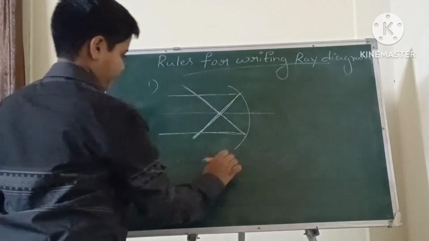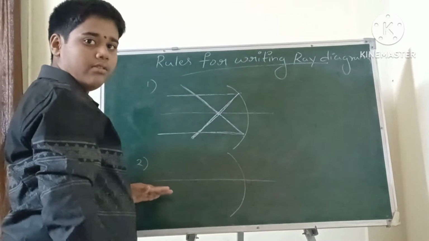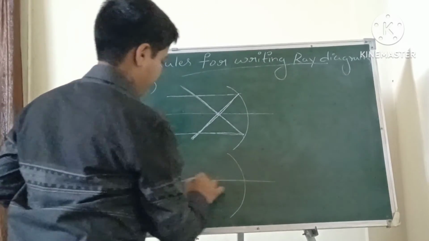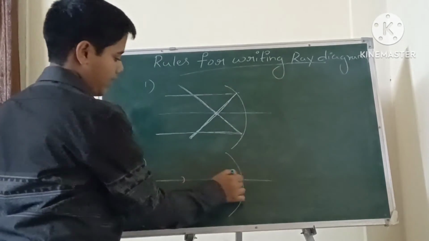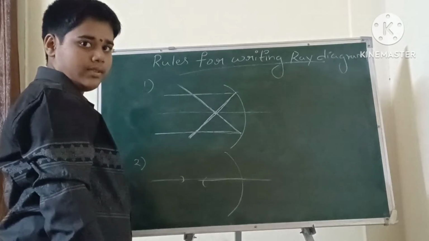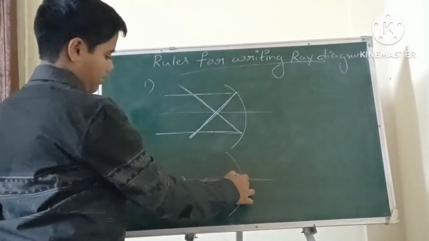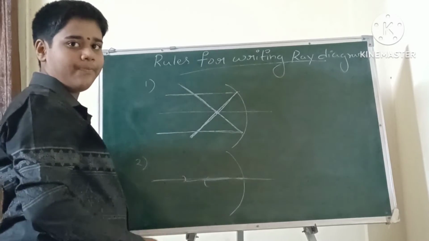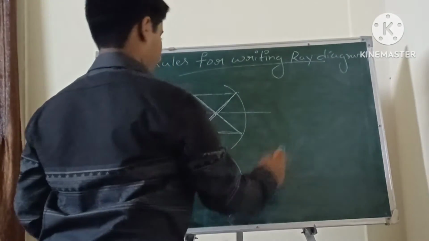Second rule: if the ray goes along the principal focus, it is reflected back the same way, along the same path. Here like this it will go, and like this it will be reflected. So these are the two rules.